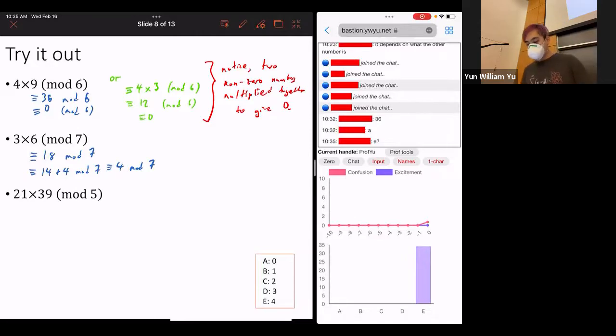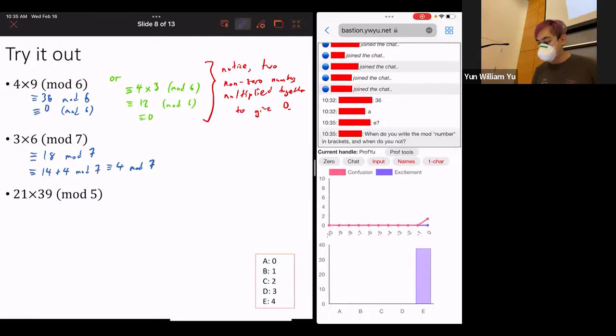Okay, looks like people are answering 4. Well, what is the answer? Oh, when do you write the mod number in brackets and when do you not? The real answer is that if you were going to be completely precise, you would always write the mod number in brackets versus writing without the brackets. That's notation. They mean the same thing. Mostly me being lazy at this point, I started defining it by using brackets, but if you have brackets or don't have brackets, that's perfectly acceptable and you will get full credit.